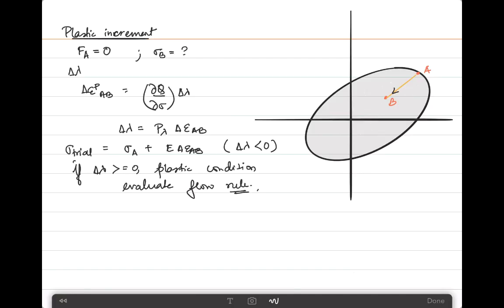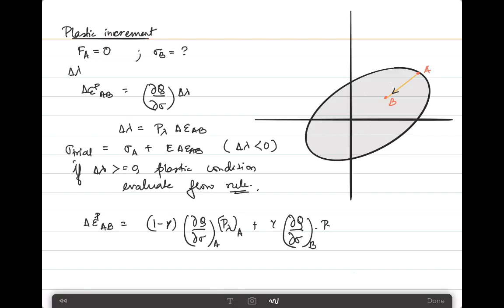So the general way of doing it in a multidimensional formulation is that you have your change in strain from A to B for plastic condition to be given as a certain fraction, 1 minus gamma, times the flow rule at state A, times P lambda at A, plus a fraction gamma with the flow rule at B, P lambda at B, all of this with the total strain increment.